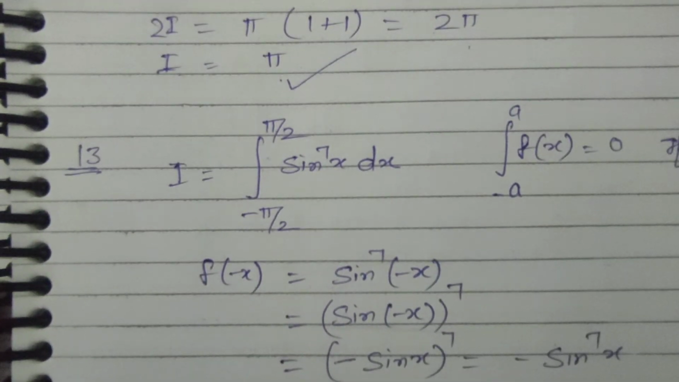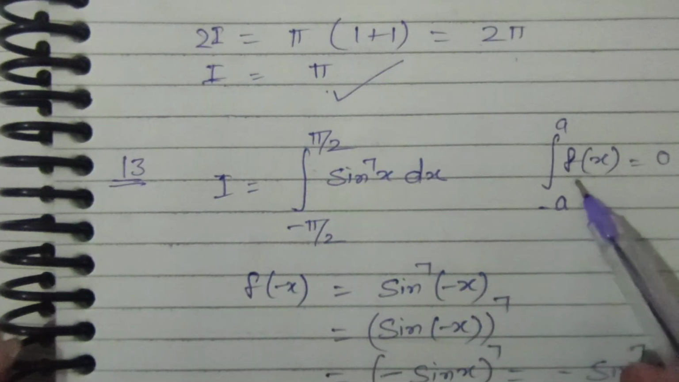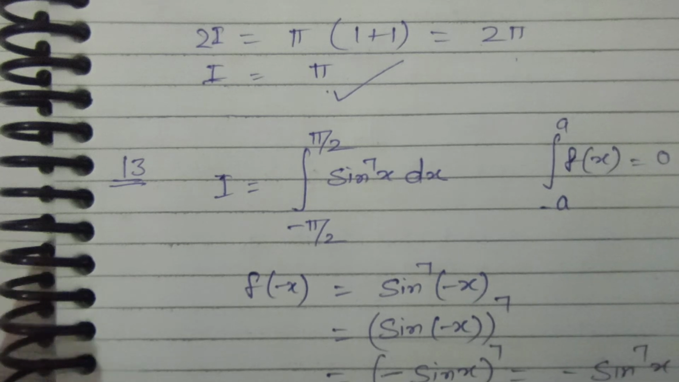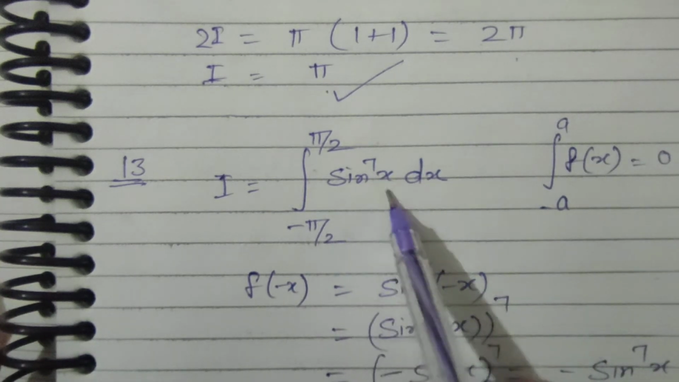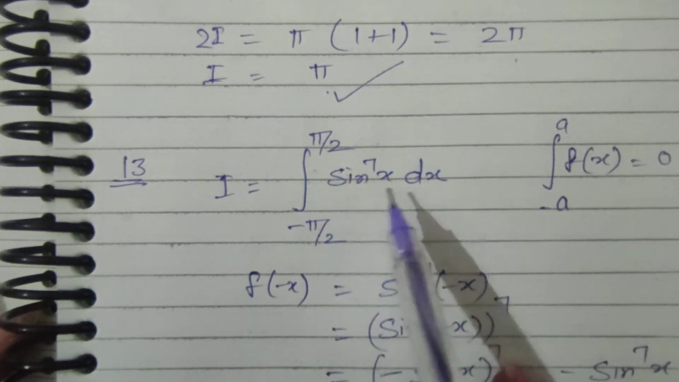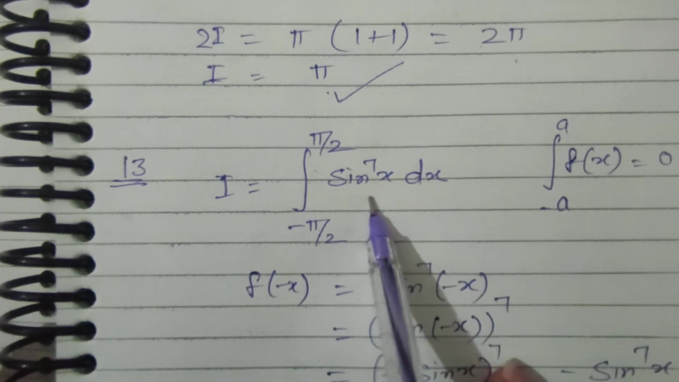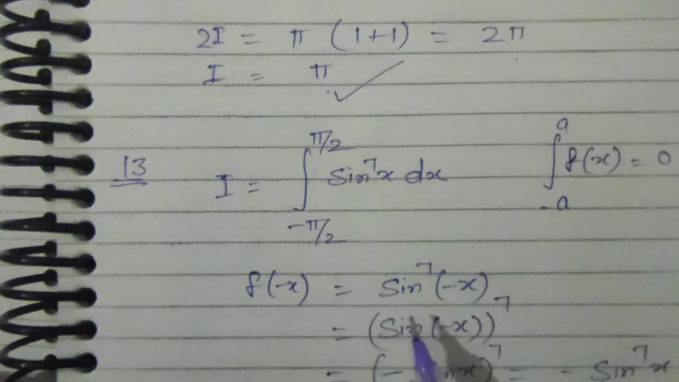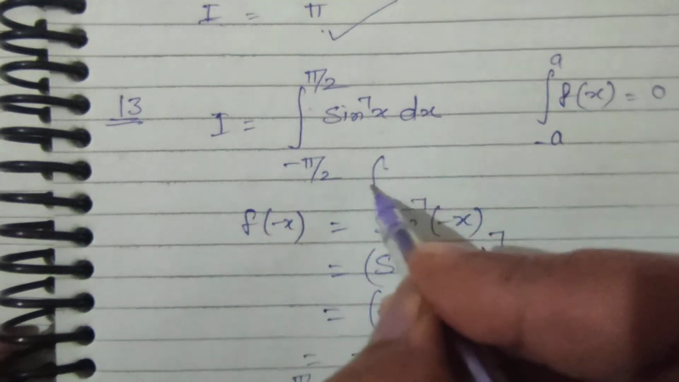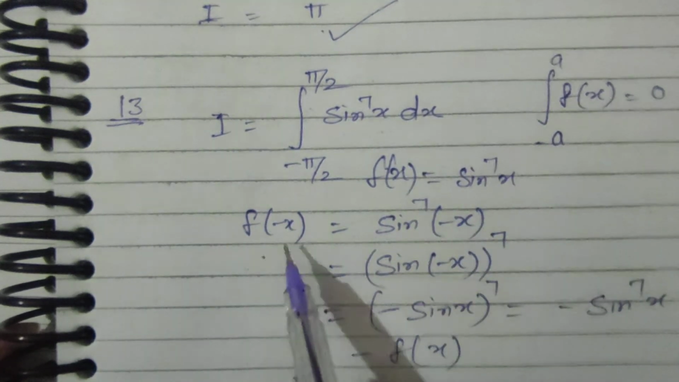This is related to property minus a to a. So look at this, when limit is minus a to a, then this is the last property, sin raised to power 7x dx. If limit is minus a to a, we have to check whether f(x) is even or odd. So here sin 7x, if we want to check whether this is even or odd, this function f(x) is equal to sin raised to power 7x. We will find f of minus x.